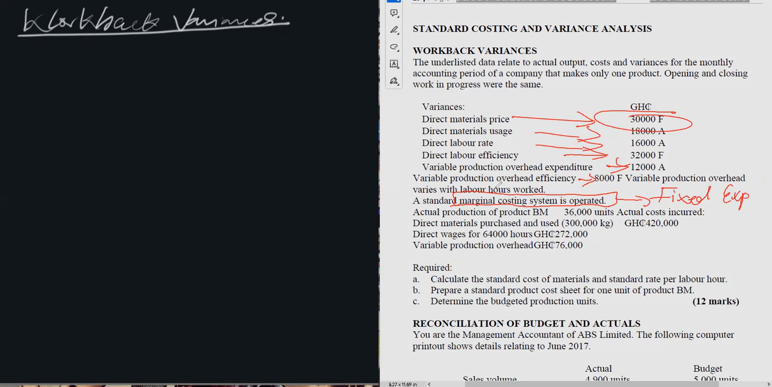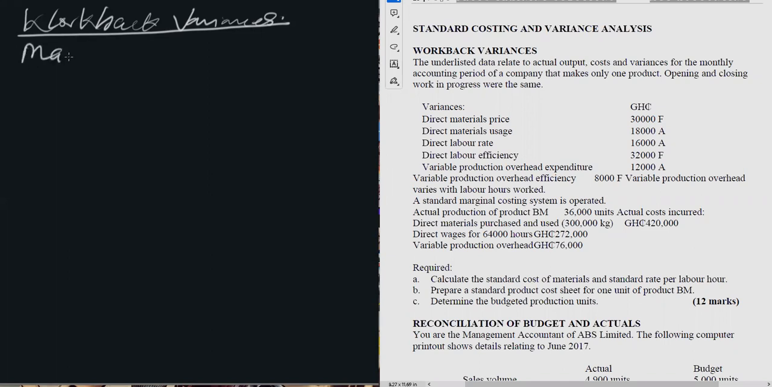So they've given us the actual and the standard and the variances, right? So it's either they give you actual and then the variances, or they give you standard and variances, then you find actual. So it depends on what you have actually been given. So per this question, what we are going to do is we work with what we have. So I prefer that you do this.